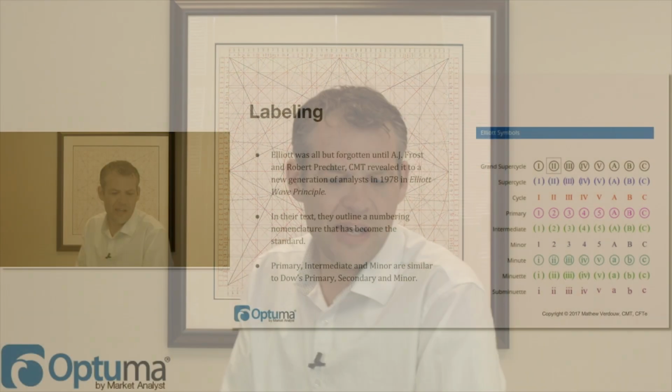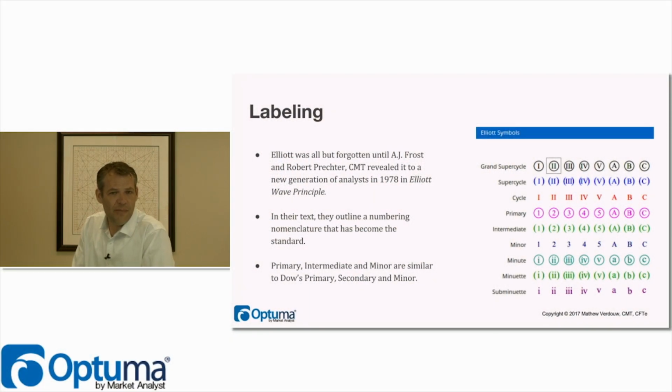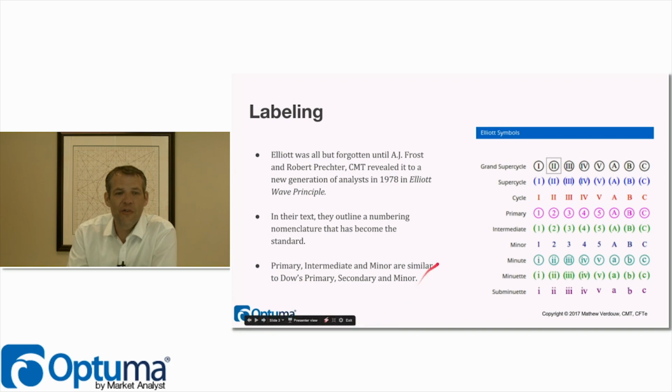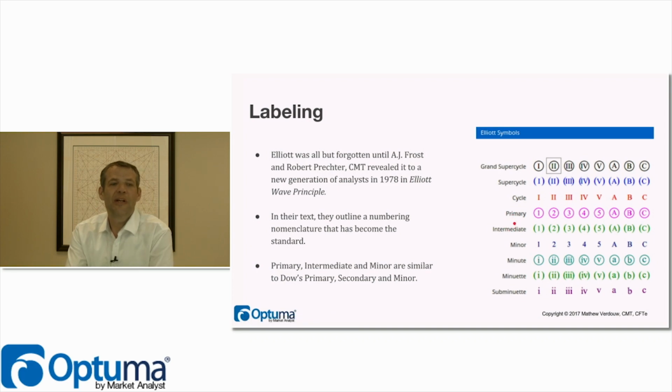Now, in their text, they outlined a naming standard, which is illustrated here. Typically, when we start any chart and do our first analysis, we're usually looking at the primary and the intermediate. From a Dow perspective, remember that we had primary, secondary, and minor or short term. Same thing here. In Elliott, we have primary, intermediate, and minor. And then we get the minutiae and the grand cycles as well.